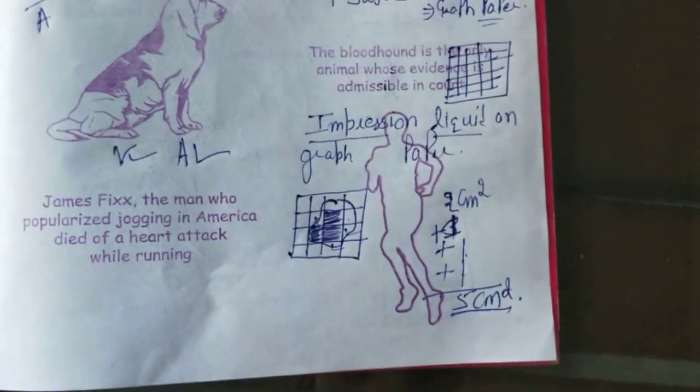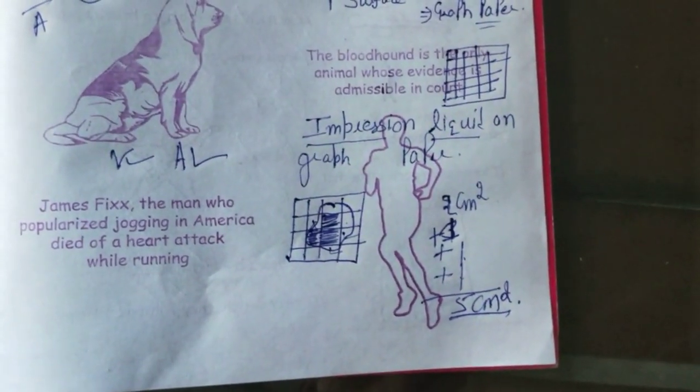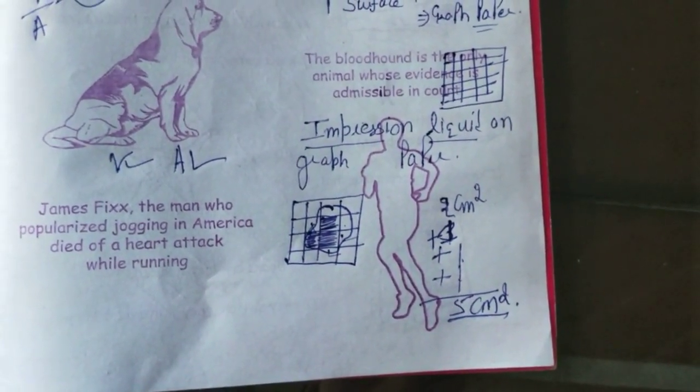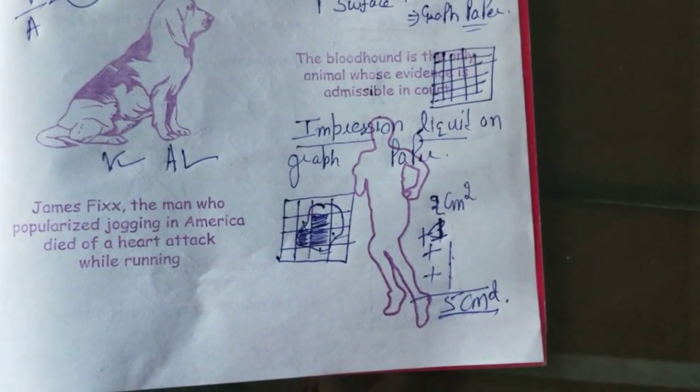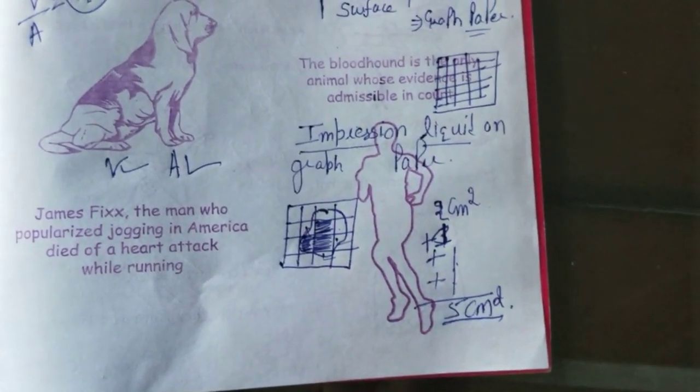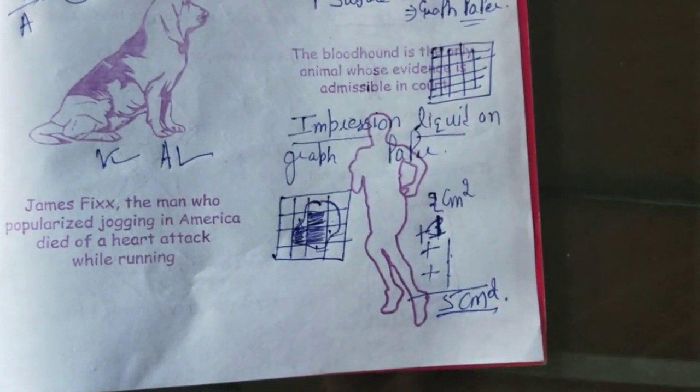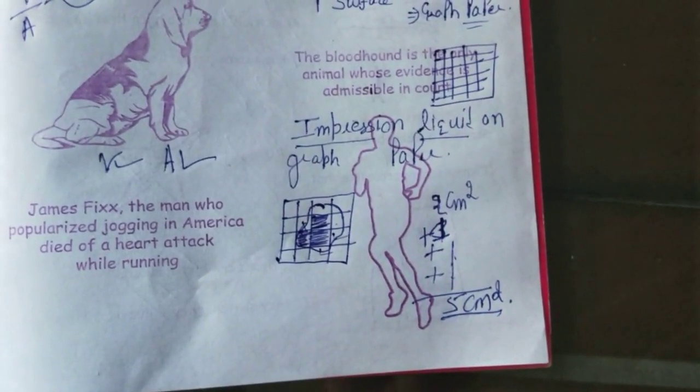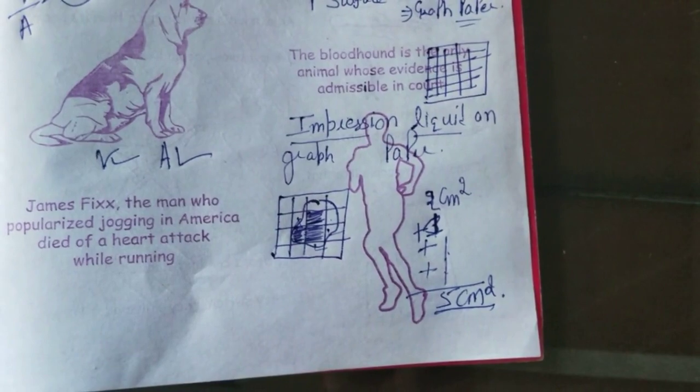And the full squares, we are calculating 1 area, and the squares which are having impression more than 50%, we are calculating plus 1. Those which are having impression less than 50%, we are discarding them. So in this way we will get an approximation of the area of liquid that is dropped on the surface.